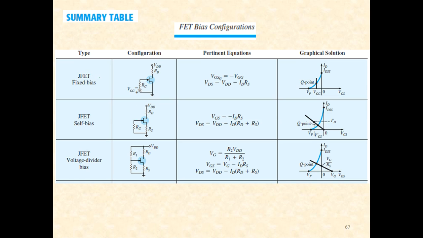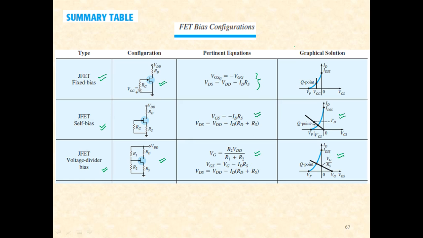We started off with the JFET fixed bias configuration. That's how the fixed bias configuration looks, and these are the pertinent input as well as output expressions, and that's the graphical solution. Then self bias, where the VGG supply has been eliminated, and the pertinent expressions, the graphical solution. Then finally the voltage divider bias, the configuration, the pertinent expressions, and finally the graphical solution.